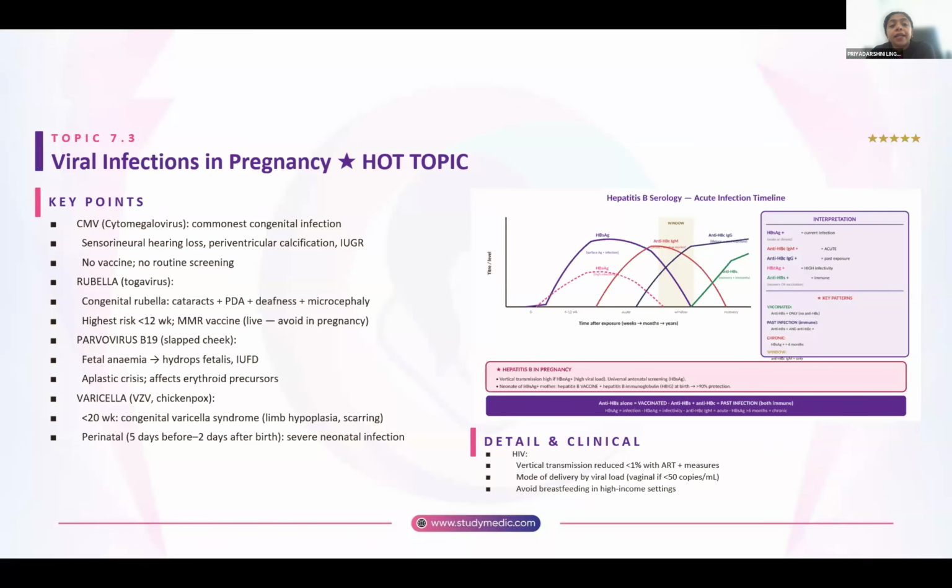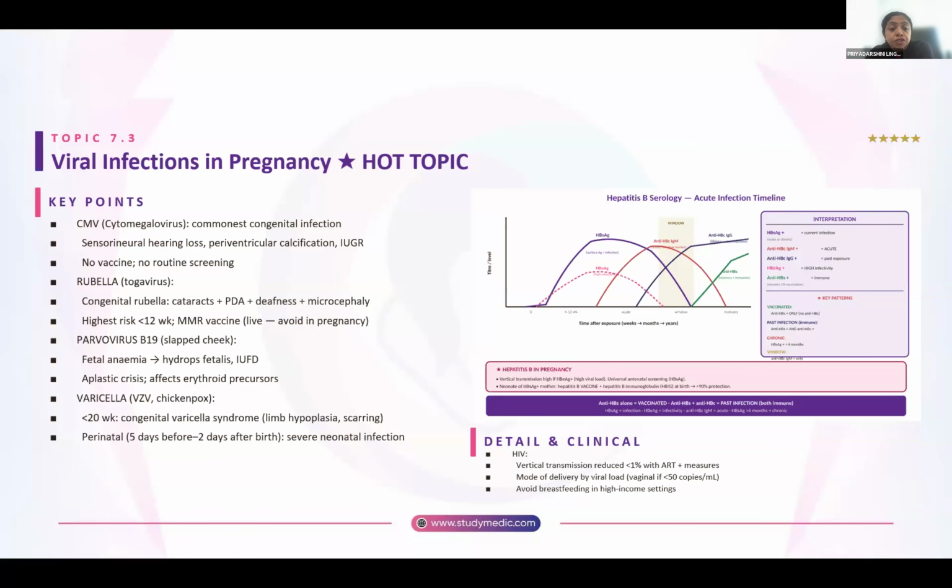Another common viral infection that we see in pregnancy is varicella, nothing but chickenpox. Now, whenever a woman gets chickenpox at less than 20 weeks of pregnancy, this can lead to congenital varicella syndrome in the baby.